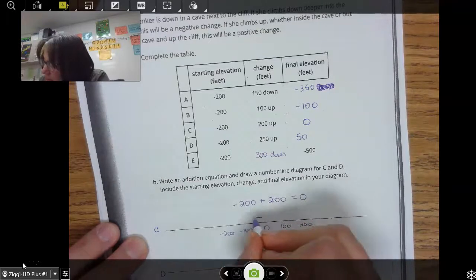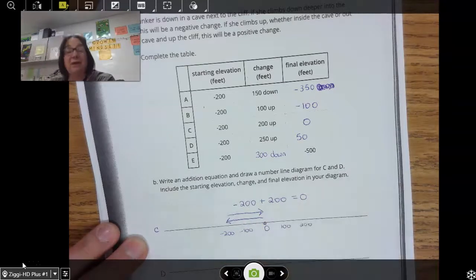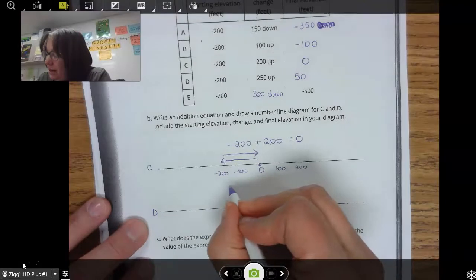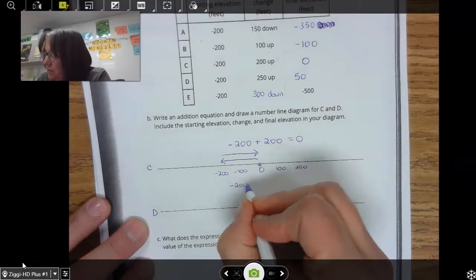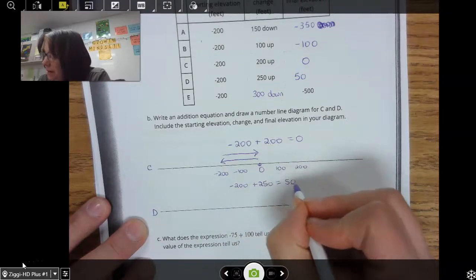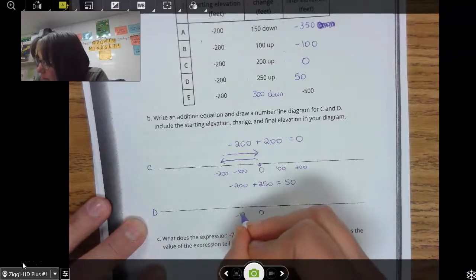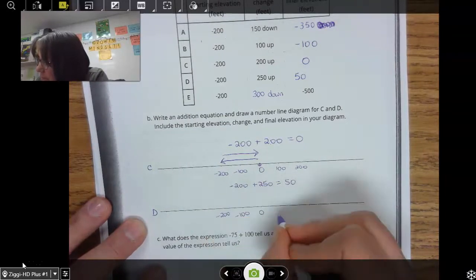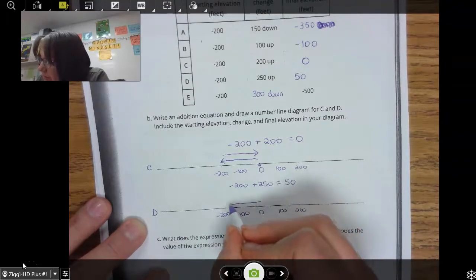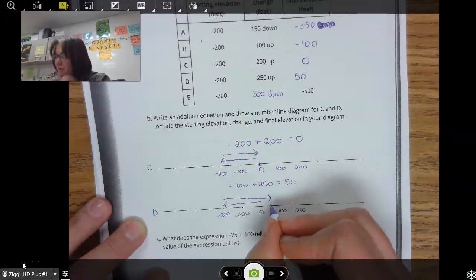So if we go down 200, up 200, I end up back at 0. Those are additive inverses. And on D, you had negative 200, and you went up to 50. We should put you at a positive 50. So we go down 200 and then up 250, puts us at positive 50.